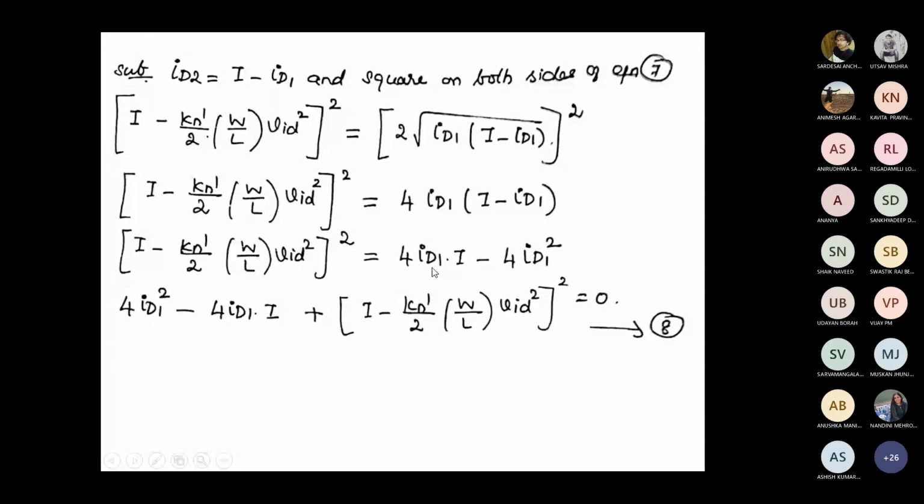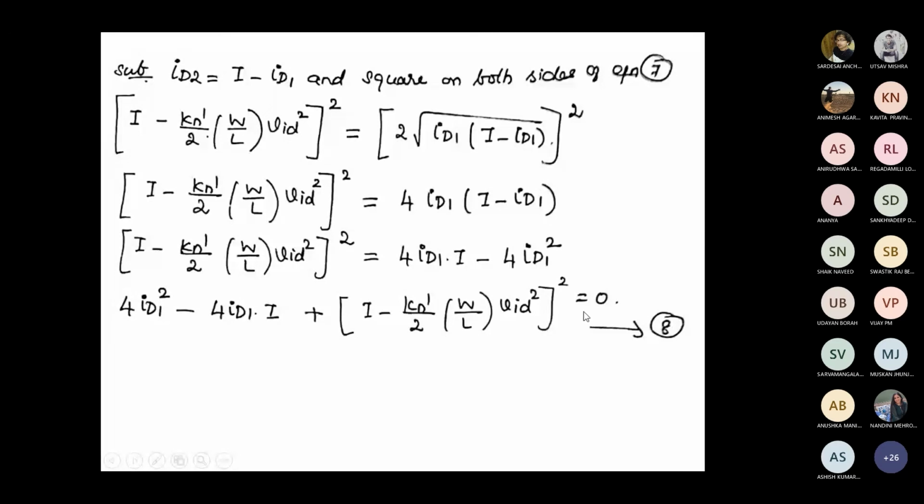So now we have a quadratic equation. You see here, the first term is ax square, where you consider x as the variable, which is in terms of ID1. So this is ax square plus bx, where b is minus 4I, which is the coefficient. ID1 is the variable, and this is the constant term. So it is of the form ax square plus bx plus c equal to 0, which is a quadratic equation.